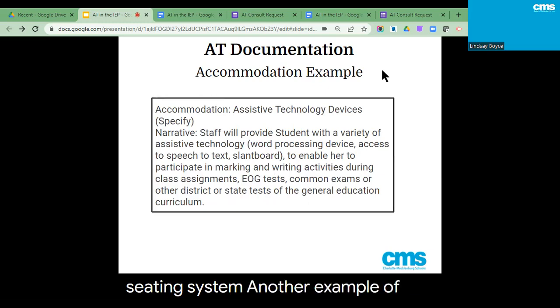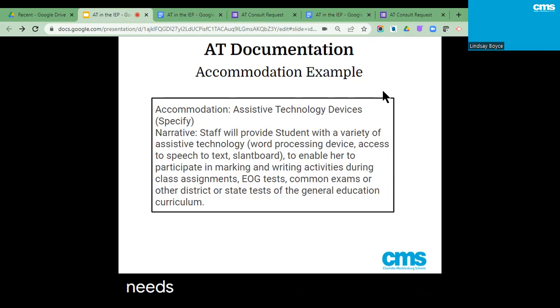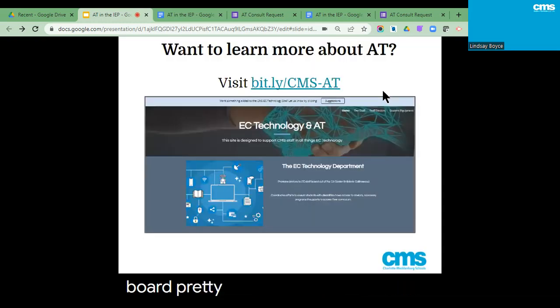Another example of an accommodation, this one states that the staff will provide the student with a variety of assistive technology, in parentheses, word processing device, access to speech to text, and a slant board, to enable her to participate in marking and writing activities during class assignments, EOG tests, common exams, or other district or state tests of the general education setting. So this lets whoever's working with the student know that she needs a word processing device used for speech to text and a slant board pretty quickly.